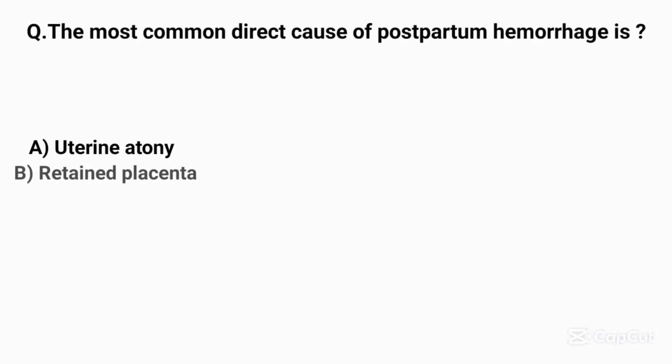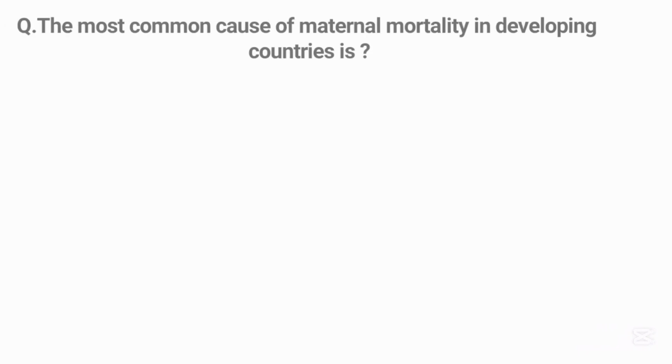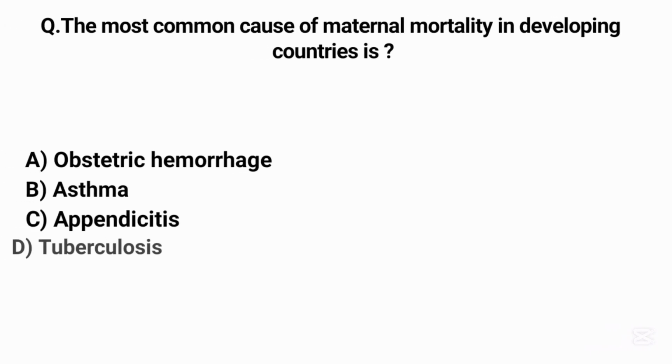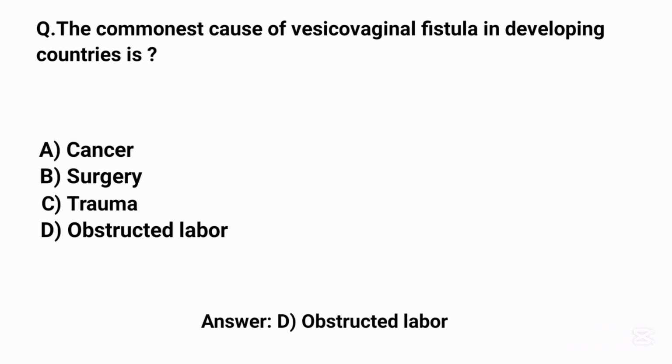The most common direct cause of postpartum hemorrhage is. Correct answer is option A, uterine atony. The most common cause of maternal mortality in developing countries is. Correct answer is option A, obstetric hemorrhage. The commonest cause of vesicovaginal fistula in developing countries is. Correct answer is option D, obstructed labor.